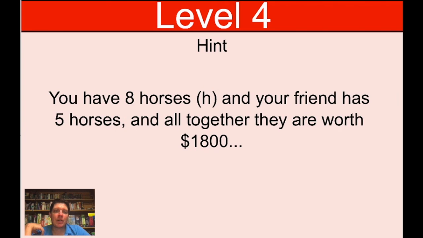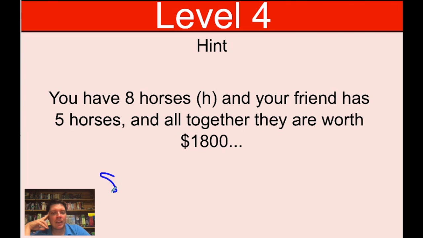All right, last thing is I want to give you a hint on level 4. So just kind of an example here. Imagine you have 8 horses. We're going to use the variable h. And your friend has 5 horses. And altogether, they're worth $1,800. Then we could set up an equation like that.